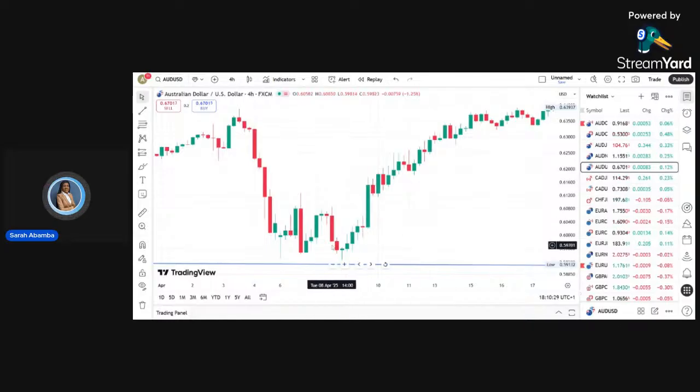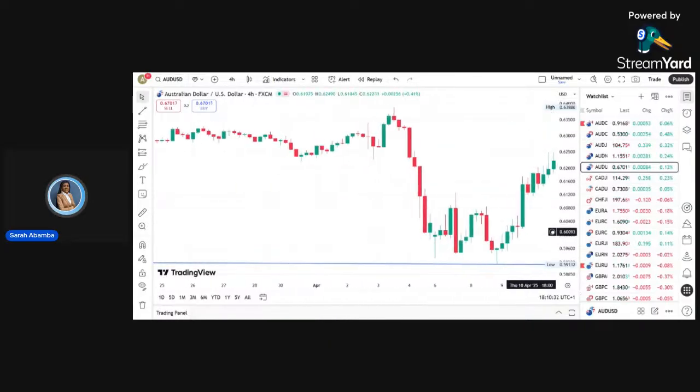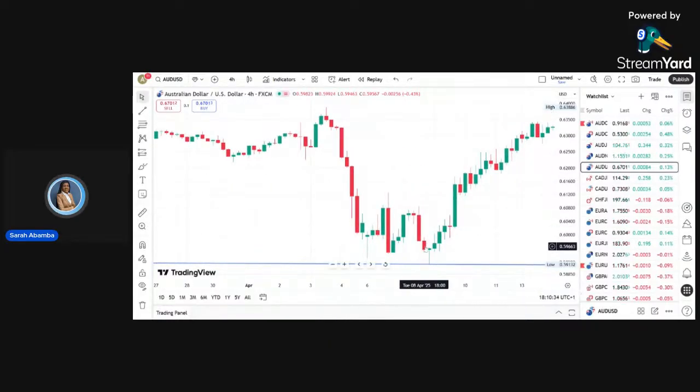Okay, yeah. A bullish candle was formed. Sorry, a bearish candle was formed. A pin bar here and a bullish candle. And the market went up. This is a bullish star pattern.